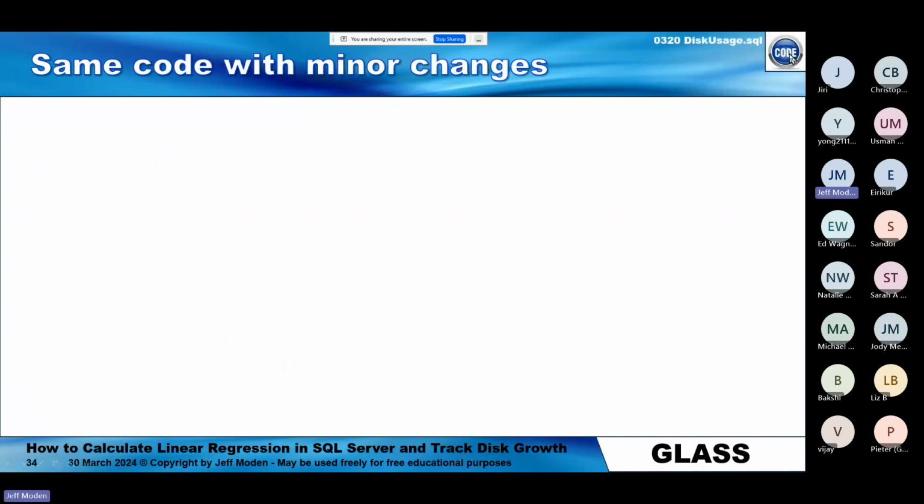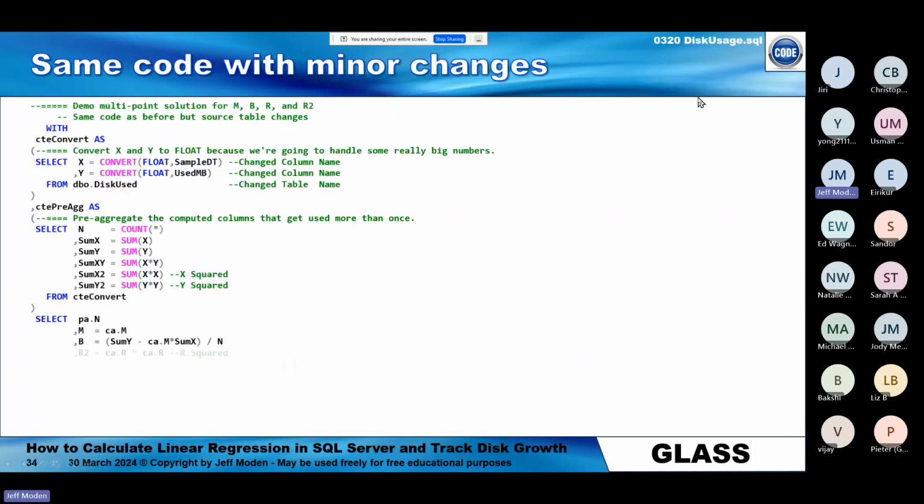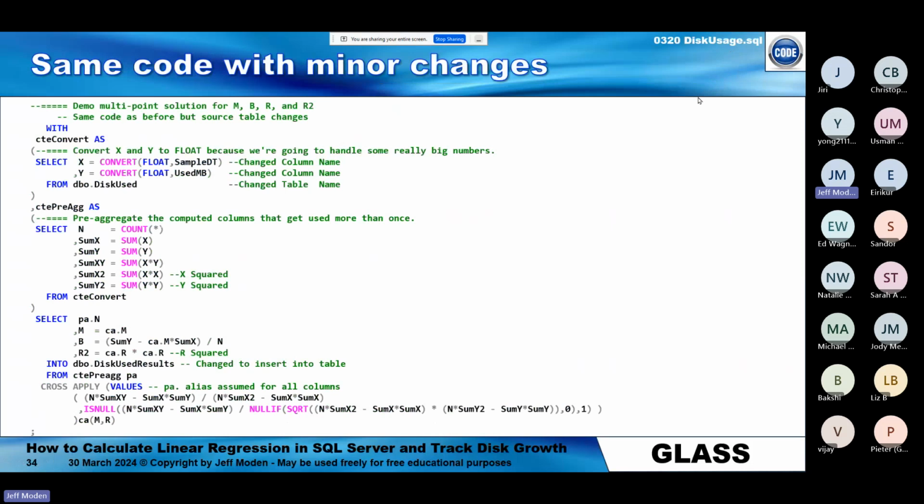Okay. Once again, here we have code and it has the file name. We're not going to do the demo. We already did the demo. We're just going to talk about the code. So the only thing that changed between this code and the 5-point code was, number one, we had to change the column names. And number two, we had to change the table name that we were getting our original data from. That kind of sucks because that means that you can't put this into a function, and you would have to put it into a stored procedure. You would have to use dynamic SQL.